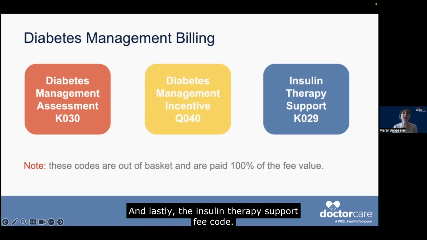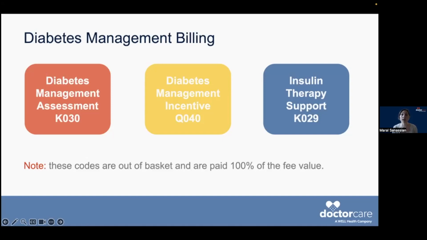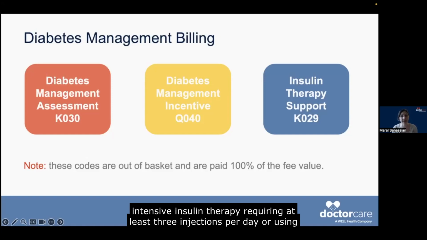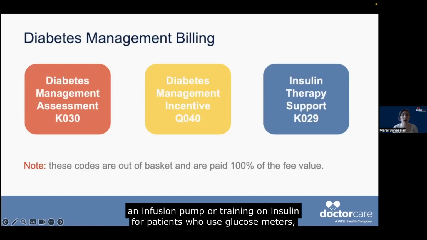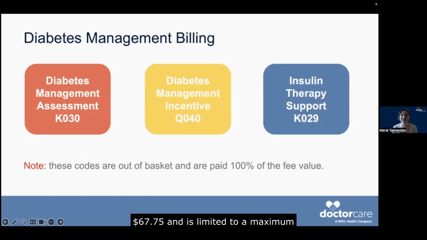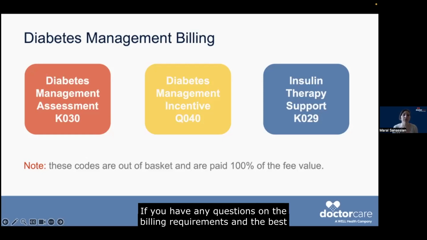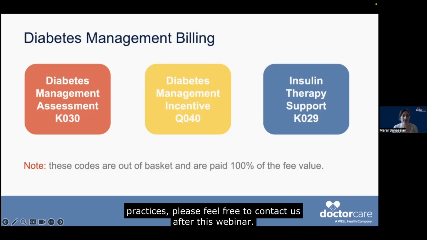And lastly, the Insulin Therapy Support Fee Code, the K029, is payable to physicians who provide support and counseling on intensive insulin therapy requiring at least 3 injections per day or using an infusion pump, or training on insulin for patients who use glucose meters, insulin pumps, or insulin pens. The fee code is valued at $67.75 and is limited to a maximum of 6 per patient per 12-month period. If you have any questions on the billing requirements and the best practices, please feel free to contact us after this webinar.